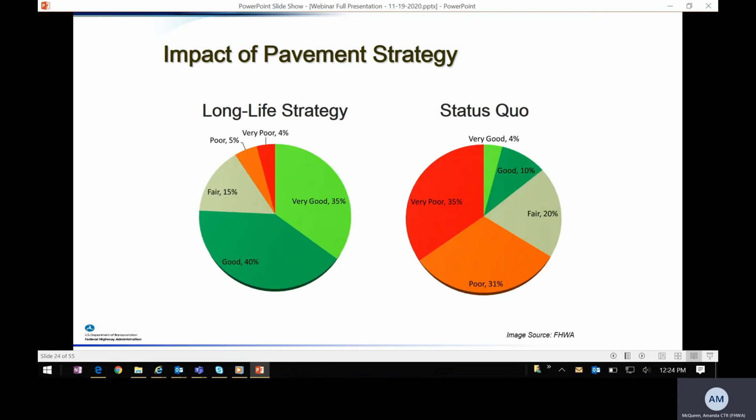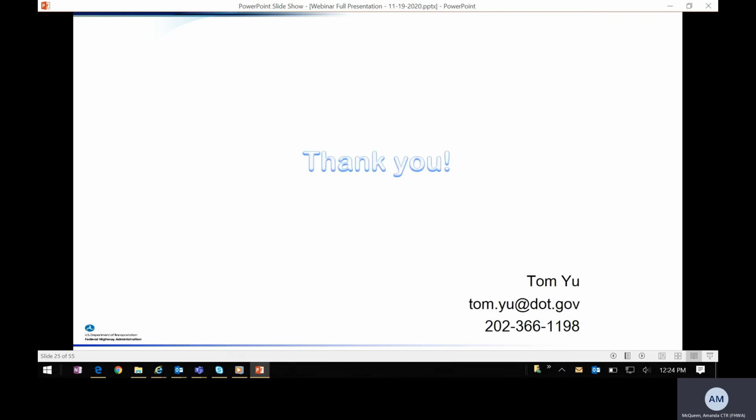So those are the things that we're looking at, and this again emphasizes that unless we change the way we do things, we're likely to get into this area that is really difficult to overcome. When we start getting into so much of the network in poor and very poor condition, it'll be very difficult for states to continue to provide pavements in good condition. So that's what I have. I don't know if we do questions now or later.